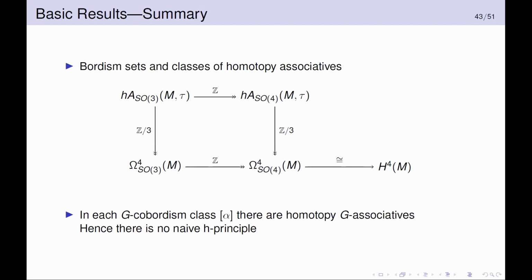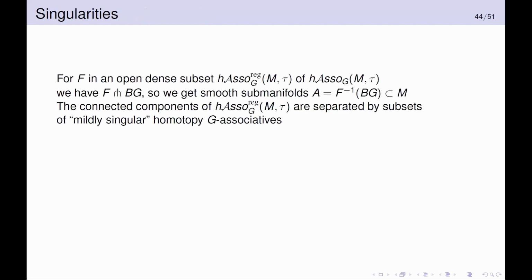Now, final thing to talk about: singularities. We have this space of sections of this bundle, which we call H associative G of M tau. And we've said that if F is transversal to BG, then we get submanifolds. And let the subspace where this happens, where F is transversal to BG, let's call this H regular.